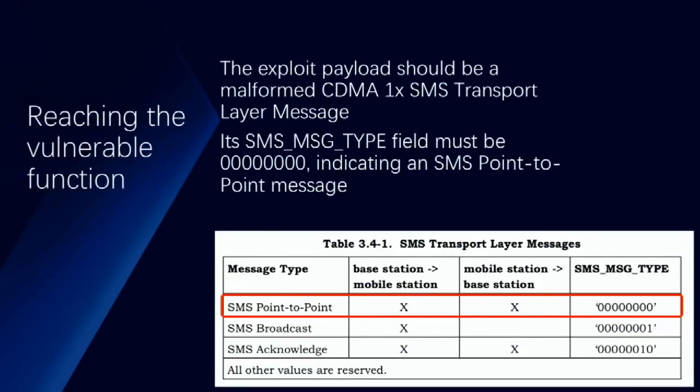So first, in the exploitation, we need to find a path to reach the vulnerable function. The payload we should construct is basically a malformed CDMA 1x SMS transport layer message. There are many fields and many structures inside this message, and we have to set them all correctly to reach that vulnerable function. The first field we need to set is the message type. We have to set it to 0b00000000 to indicate it is an SMS P2P message.